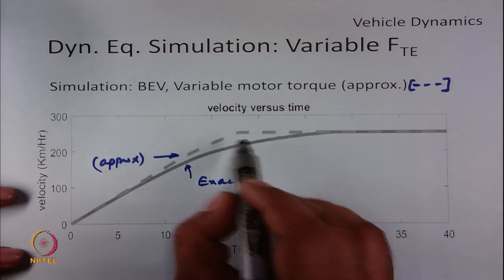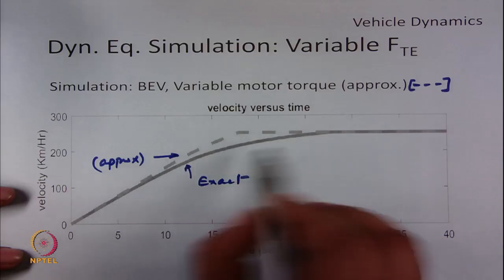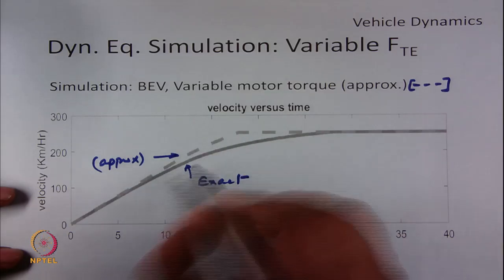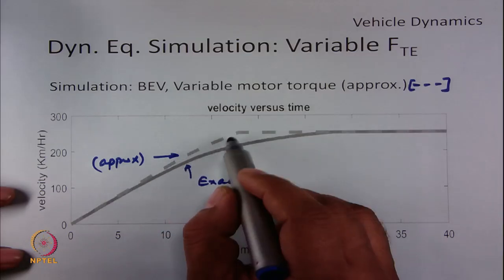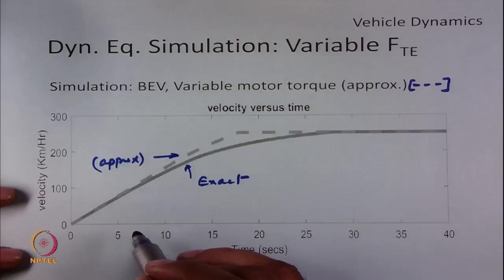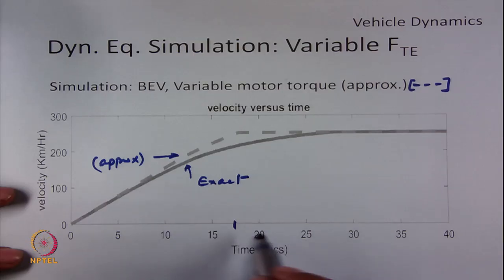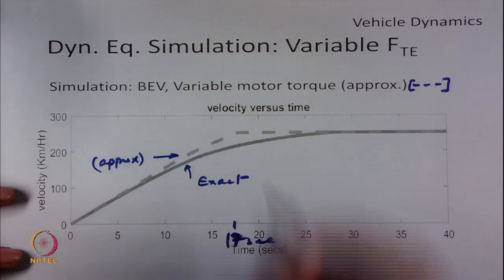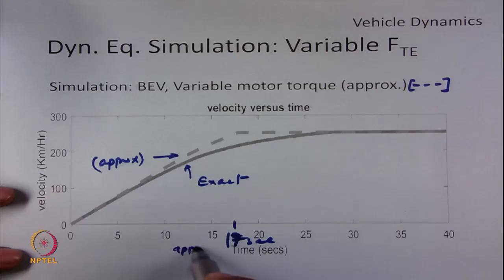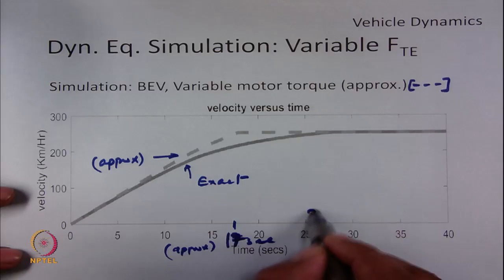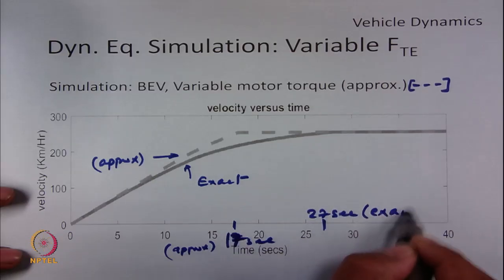Again we can see that here the constant speed mode starts very early compared to the exact mode. Why is it so? Because the system is able to accelerate very fast, because it does not have to support the resistive forces now. So, we have seen that the constant speed mode starts somewhere around 17 seconds for the approximate, while actually it starts at around 27 seconds for the exact curve.